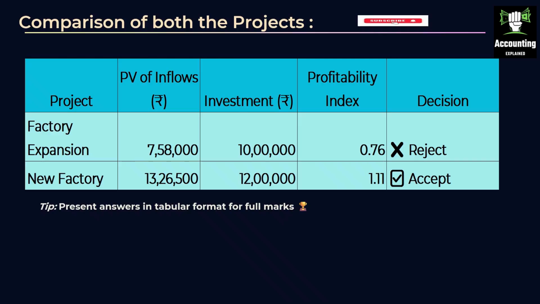I want you to do a comparison table like this, which has the following columns: project, PV of cash inflows, investment, profitability index, decision, and rows of factory expansion, new factory. You can fill up this table with the solution which we just did. Okay, when comparing both the projects, the new factory has higher profitability index. So the company should choose the new factory project since it generates more value per rupee invested.